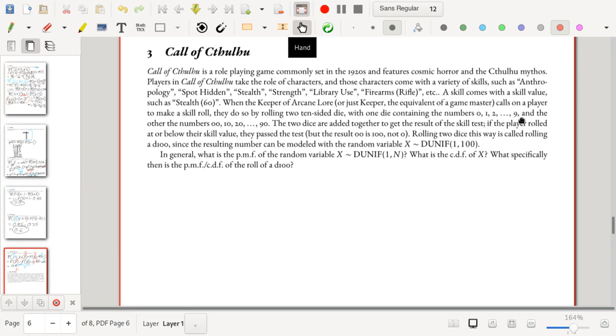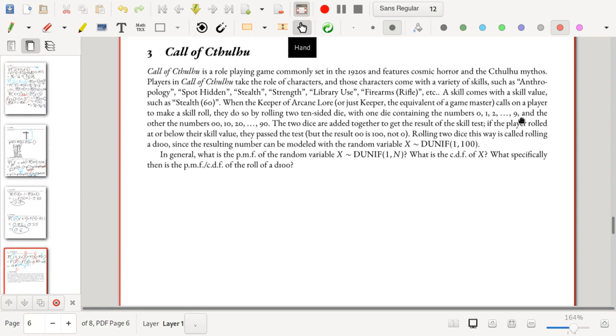When the Keeper of Arcane Lore, or just in short, the Keeper, which is the equivalent of a Game Master or a Dungeon Master if you're familiar with D&D, calls on a player to make a skill roll, they do so by rolling two 10-sided dice, with one die containing the numbers 0 through 9, we'll call this the ones placed die, and the other the numbers 0 through 90. The two dice are added together to get the result of the skill test. So the player will roll these two dice and they could get 65. They get the 60 on the 10s die and the 5 on the 1s die, so they get 65.